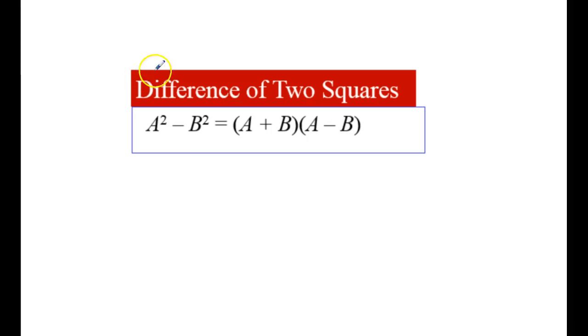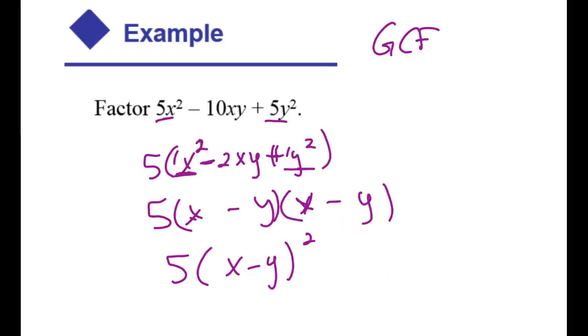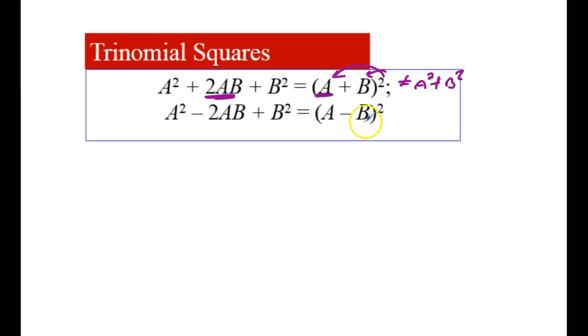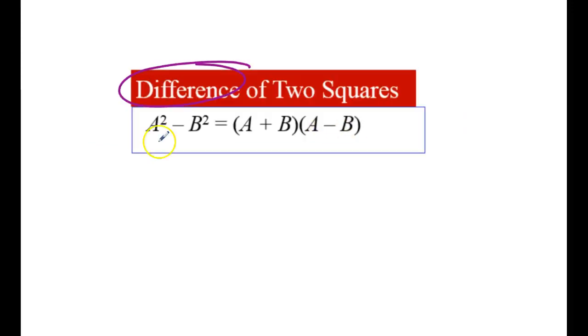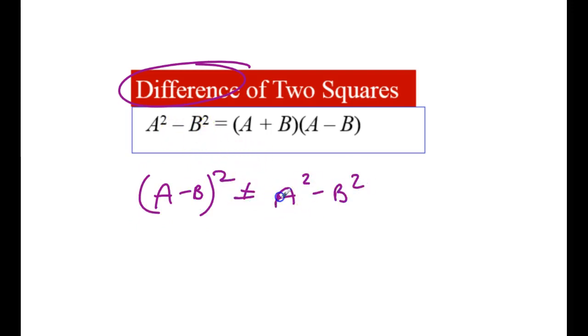So the difference of two squares looks a little bit different. Before we were looking at perfect binomial squares, and that looked like a plus b, the whole quantity squared. Now we're looking at a squared minus b squared, so don't get that mixed up. So a minus b quantity squared does not equal a squared minus b squared. So we come up with different rules. This is called the difference of two squares over here, and this is that perfect trinomial square.